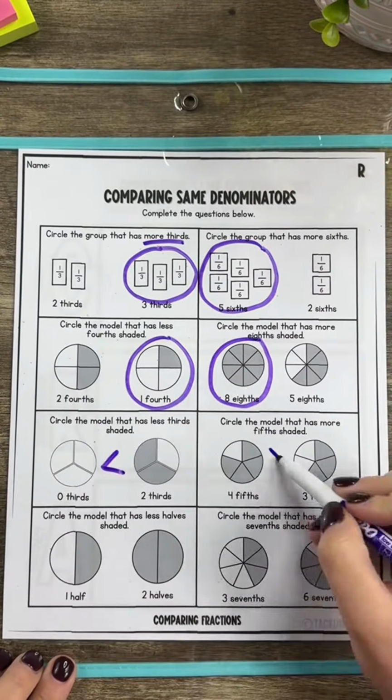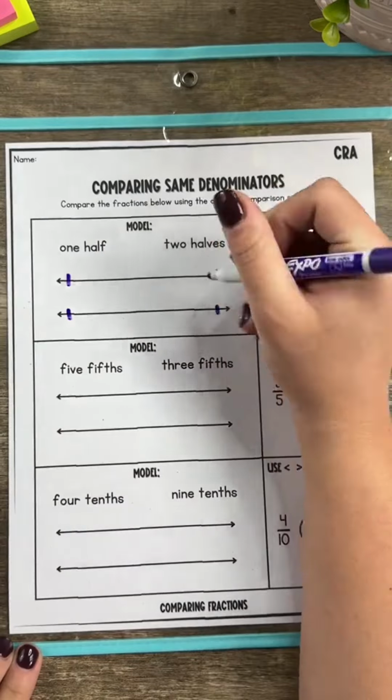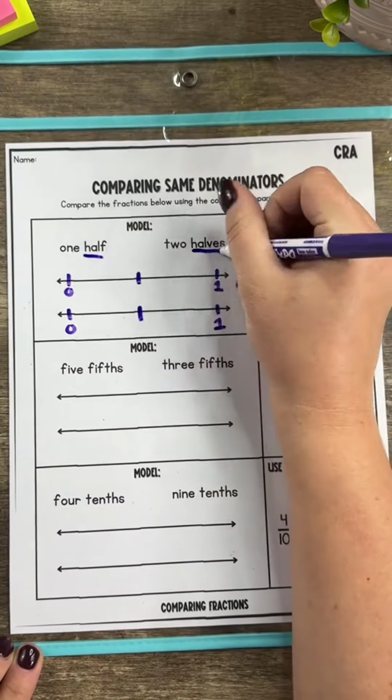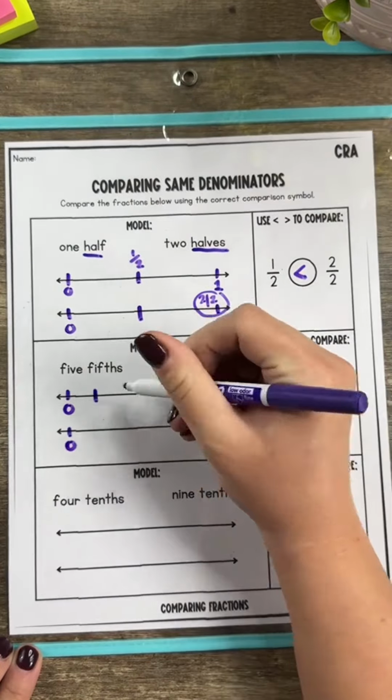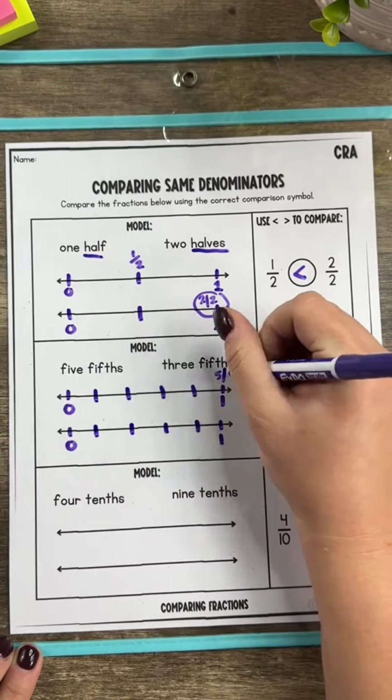Provide your students with opportunities to use that comparative language, such as less than or greater than. And as always, representing fractions on a number line will help students when comparing fractions as well as finding equivalent fractions.